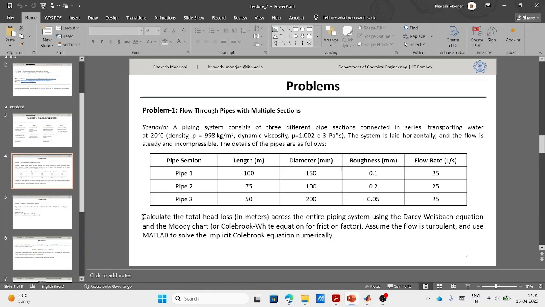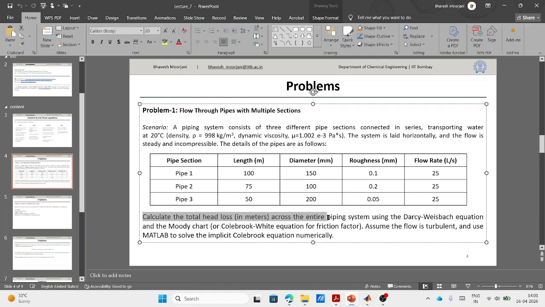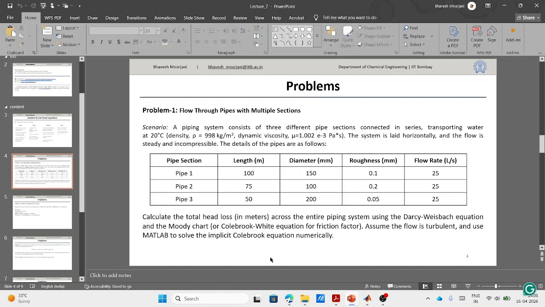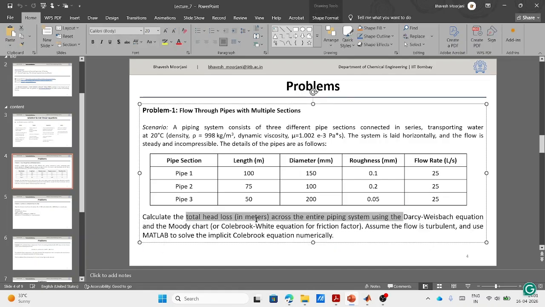What we have to do is calculate the head loss across the entire pipe using the Darcy-Weisbach equation, and the Moody chart or the Colebrook-White equation to find the Fanning friction factor. We have to assume that the flow is turbulent, and you have to use the MATLAB solver to implicitly solve the Colebrook equation. Let's first recall what the Darcy-Weisbach equation and the Colebrook equation are.